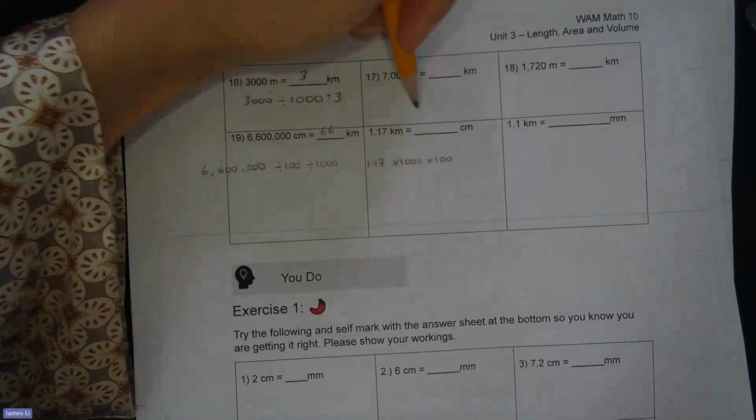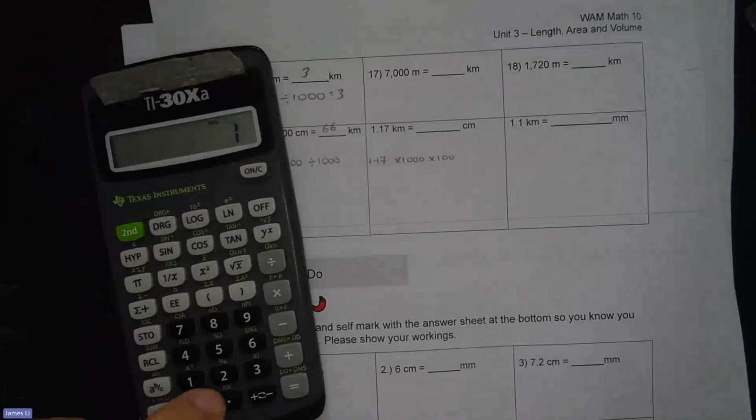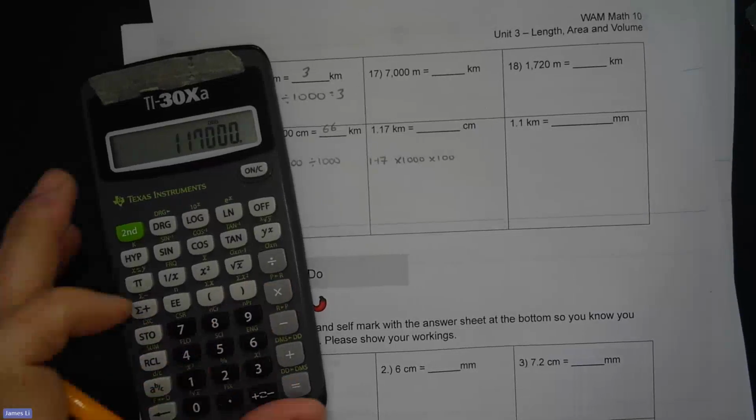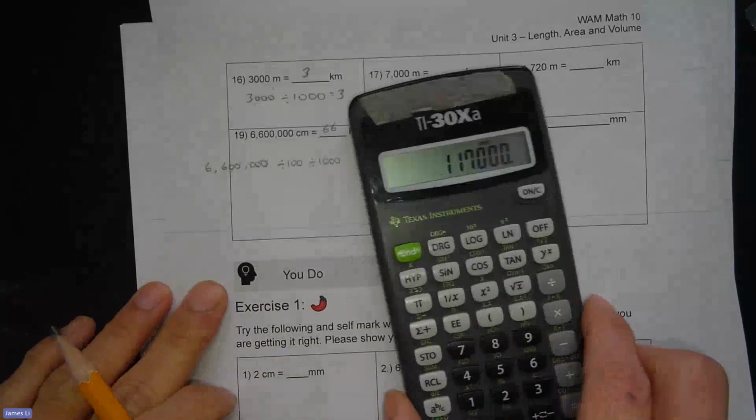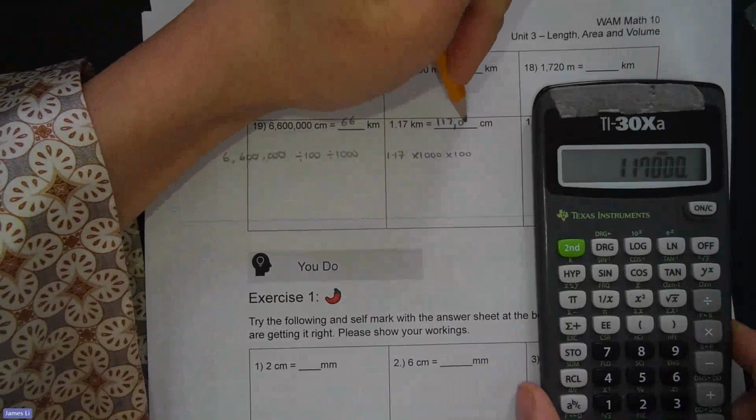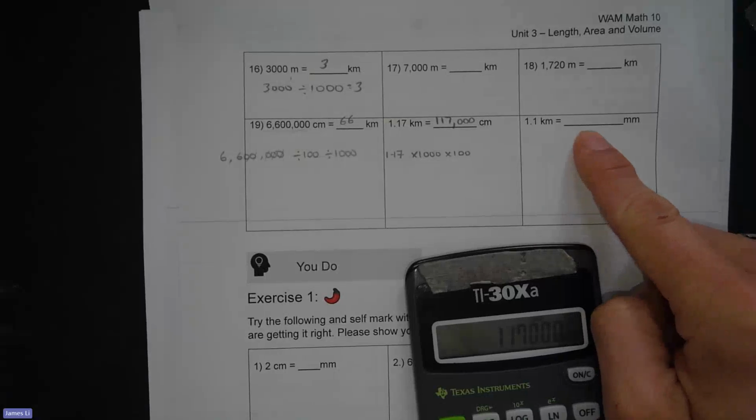1.17. Okay. So you can do this on a calculator. 1.17 multiplied by 1,000 multiplied by 100. I will get 117,000. Okay, let us move on to the next one here.